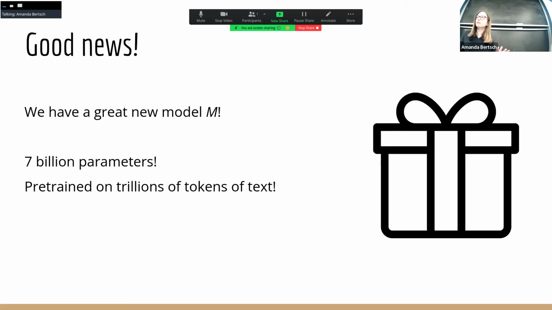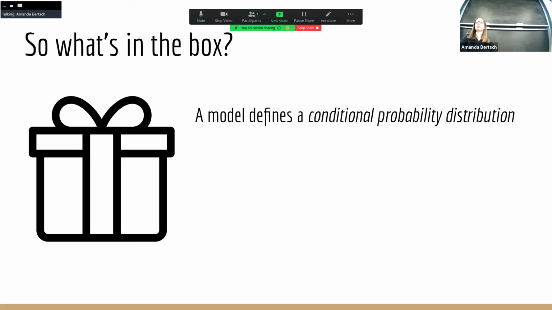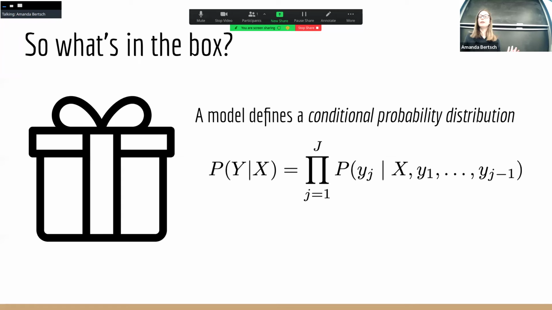But if you actually take your new Model M and open up this box and shake it out, maybe from last class you know a little bit architecturally what this model might look like. But if you take a closer look from a different angle, what you see is that M is actually just a conditional probability distribution. You put some input X into your model and you get some probability out for any given sequence that you're interested in evaluating. In particular, M gives you a probability distribution over all tokens in its vocabulary to predict what token you would output next.